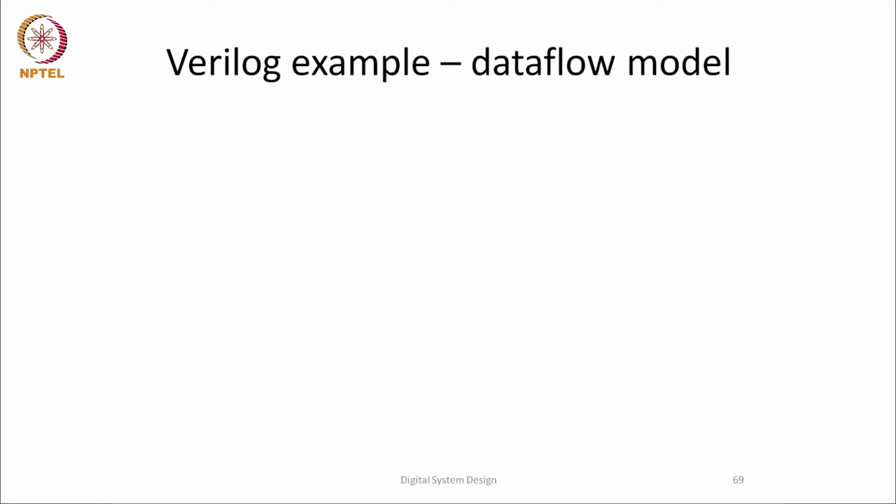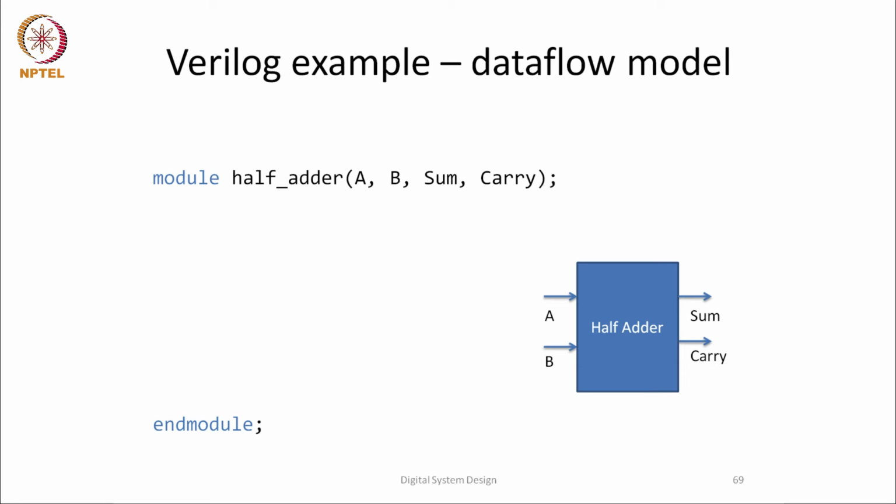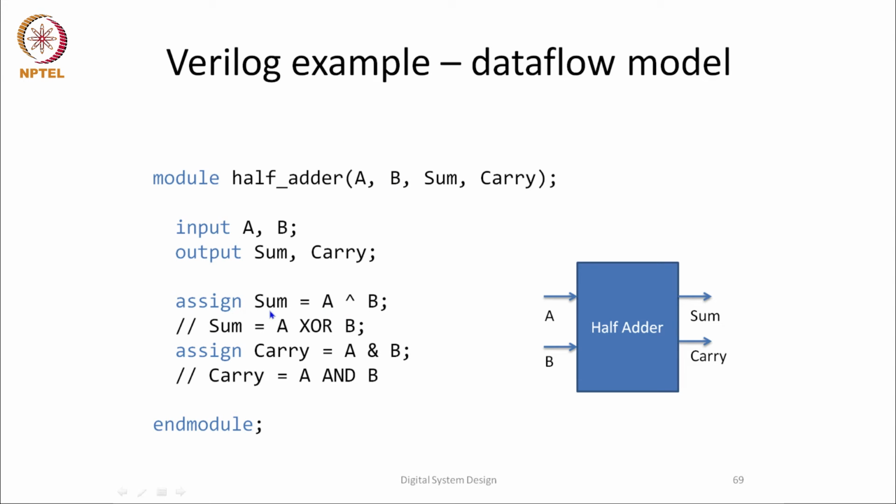Another way of modeling the same thing would be in a data flow model. In a data flow model, instead of specifying the structure, meaning instead of specifying the gate level components, we describe the behavior using Boolean equations. All these Boolean equations use a particular keyword called assign. In this assign keyword, we write the Boolean equations in the same way we write them while solving our questions, etc.